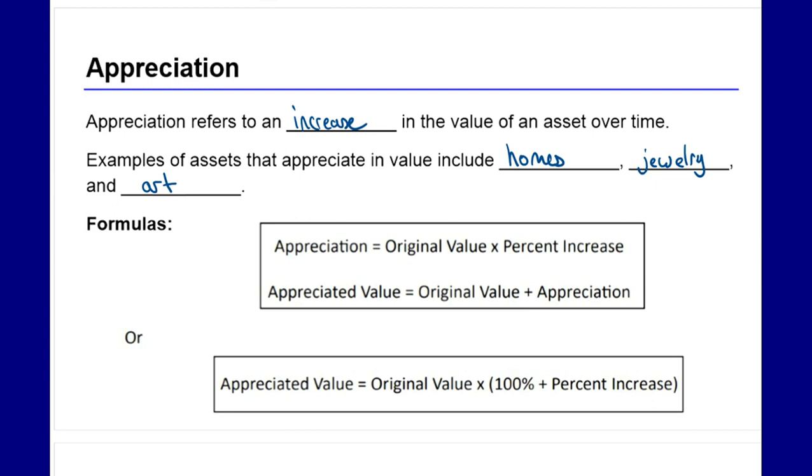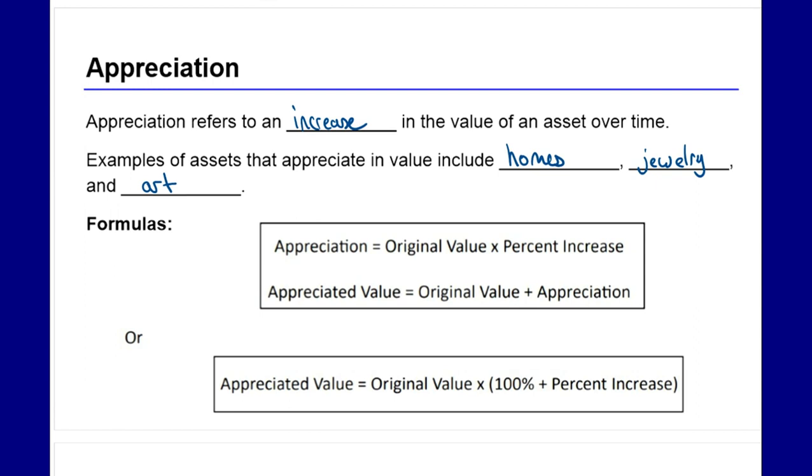Now there are plenty of other items or assets or things that can appreciate in value, or grow in value, or increase in what they're worth. Things like rare items, maybe like Pokemon cards, figurines, memorabilia, some unique items, coins, gold, things like that, right? So there's many things that can appreciate in value.